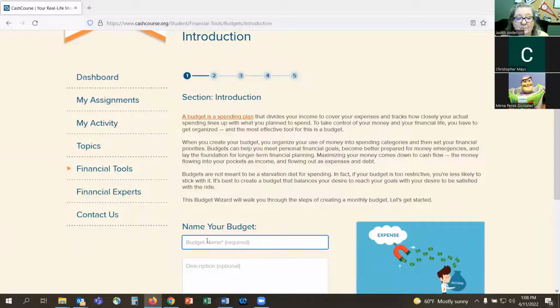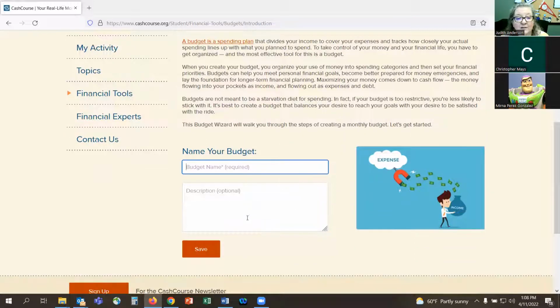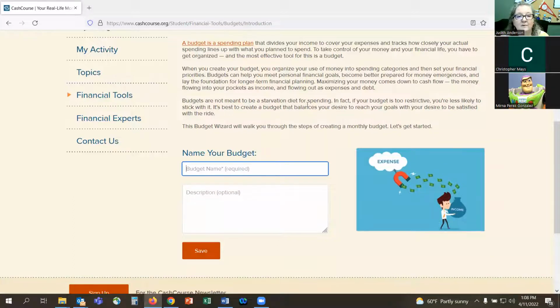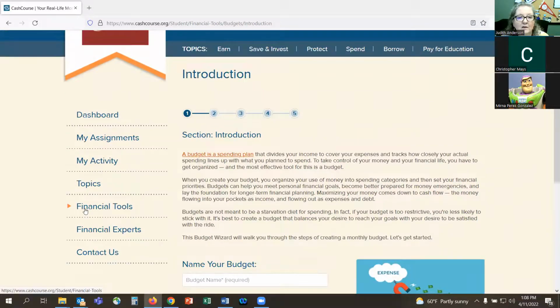And then you can name your budget whatever you want. If you want to do it monthly, this could be April budget 2022, however you want to do it. So you're going to save it, and then it's something that you always can come back to. Okay.